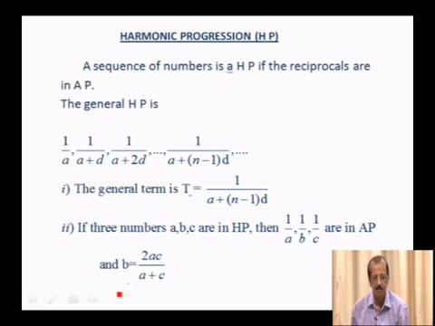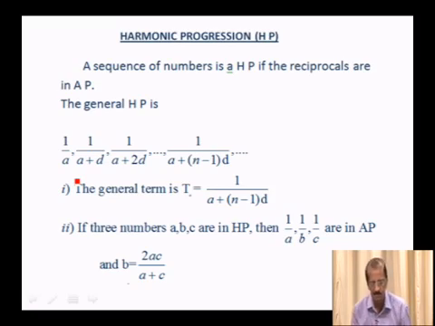Harmonic progression. A sequence of numbers is an HP if the reciprocals are in AP. The general HP is 1 over A, 1 over A plus D, 1 over A plus 2D, ..., 1 over A plus (n minus 1) into D. Here you find that A, A plus D, A plus 2D, ..., A plus (n minus 1) into D are in AP. The general term is Tn equal to 1 over A plus (n minus 1) into D.